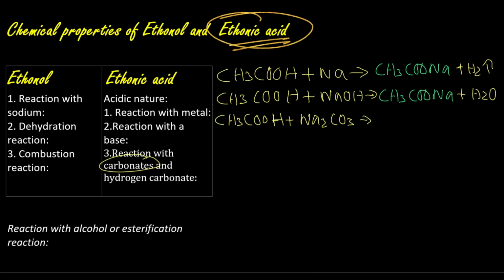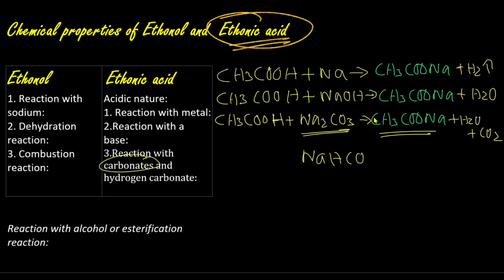Again, what do you know, that a metal carbonate or metal bicarbonate reacts with acid to give what? Salt, water, and carbon dioxide. So the salt is going to be the same. The products so formed will be water plus carbon dioxide. And the same will be true if I take a metal bicarbonate also. Instead of Na2CO3, if I take a metal bicarbonate, say NaHCO3, the results are going to be the same. The same products will be formed.